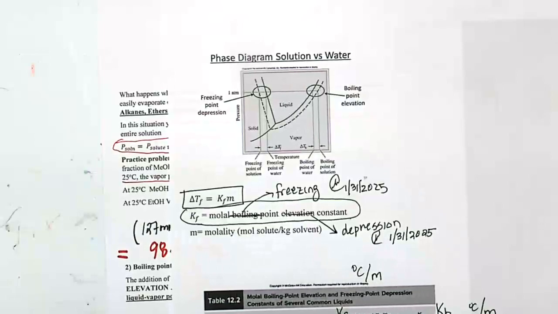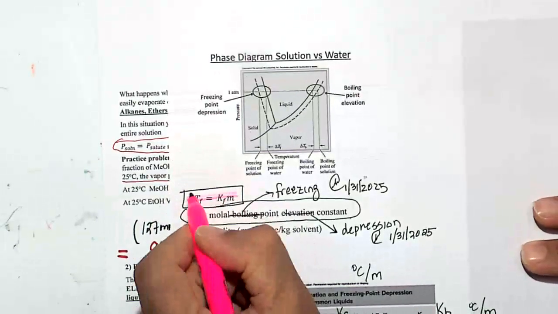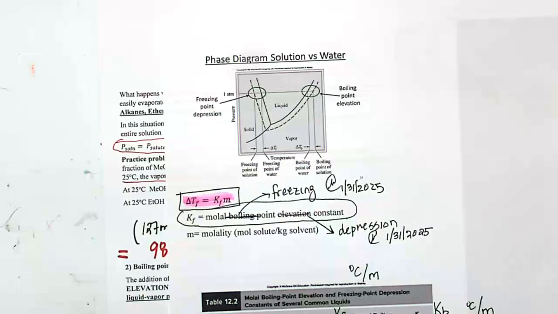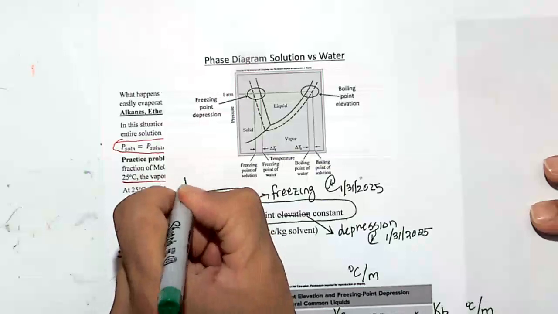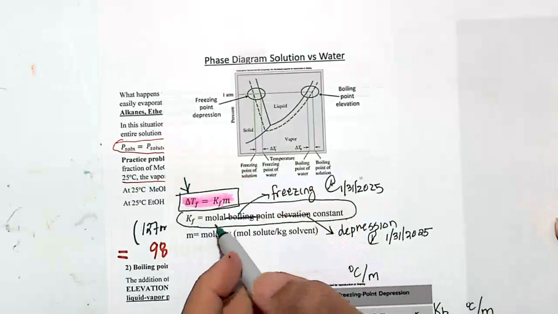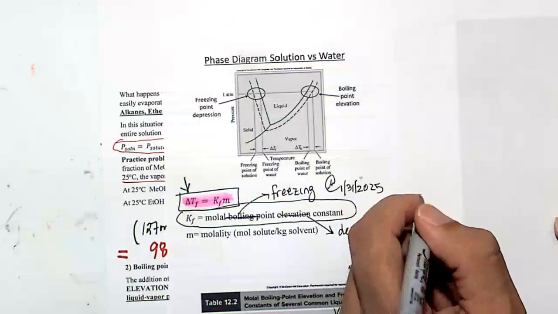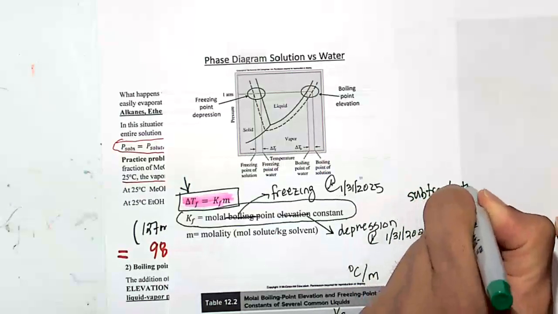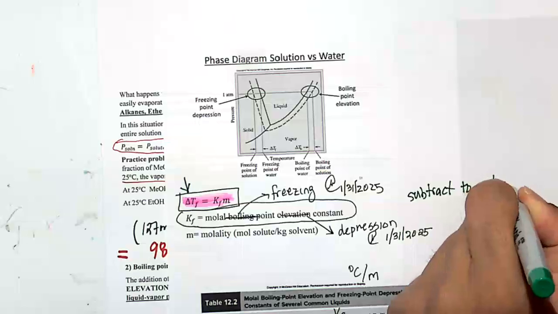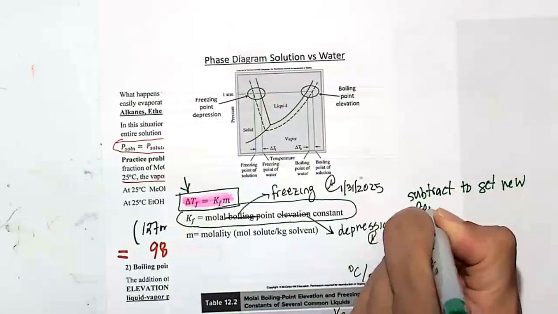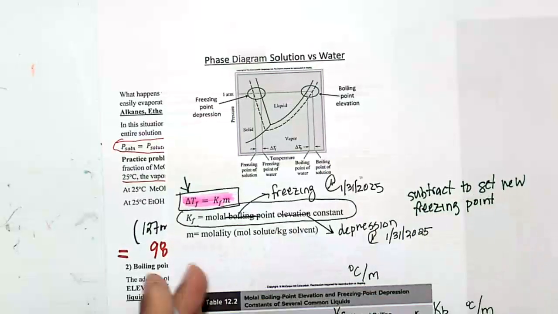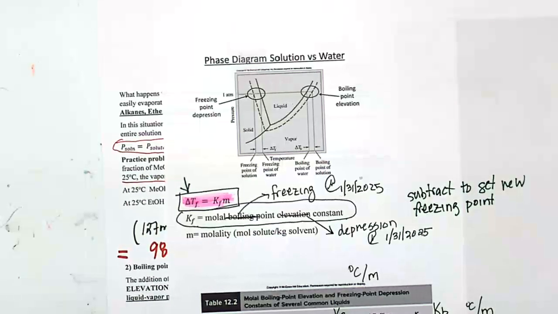The question here is, what do you do to get your new freezing point? Is this the answer? No. Just like Casey's thing with the vapor pressure problem, what do we need to do to get the new freezing point? Subtract to get the new freezing point. All right, so I'll give you the equation on the exam. It's just plug and play.